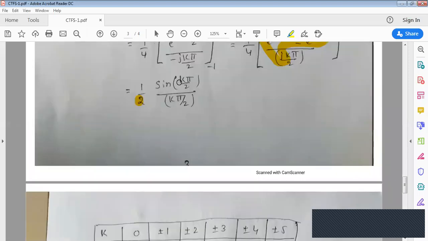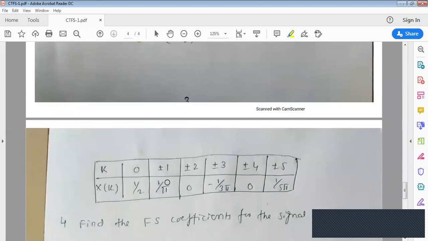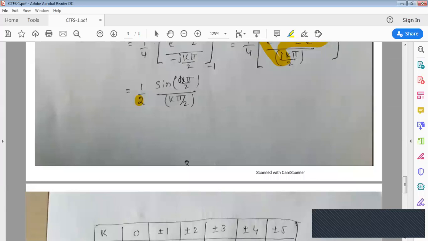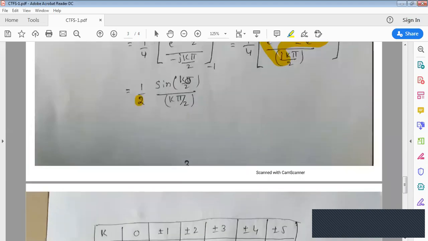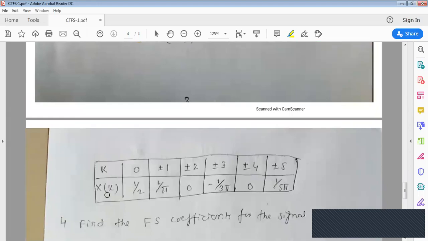Give k equal to 1. So sine of pi by 2 by pi by 2. Sine of pi by 2 is 1. 1 by pi by 2, that is into 1 by 2. So 2 gets cancelled, you have 1 by pi. Similarly, plus or minus 2. When you give 2, it will become sine pi. Sine pi is 0. Therefore, this answer is 0. Similarly, for 4 also it is 0. So the remaining values also you are going to find. Give the value for k and find the answer. That's what I'm going to do. So I have shown a plot of k versus x of k. This is how you find the Fourier series coefficient.